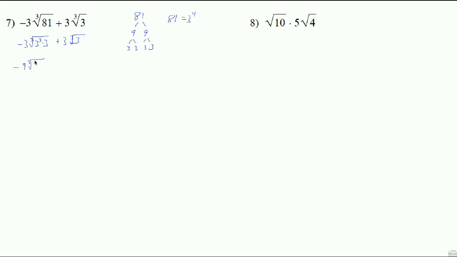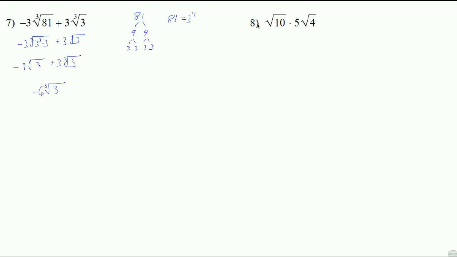times the cubed root of 3 plus 3 times the cubed root of 3. Well, negative 9 times the cubed root of 3 plus 3 times the cubed root of 3 is negative 6 times the cubed root of 3. That's our answer for that one. That's our last addition and subtraction one.